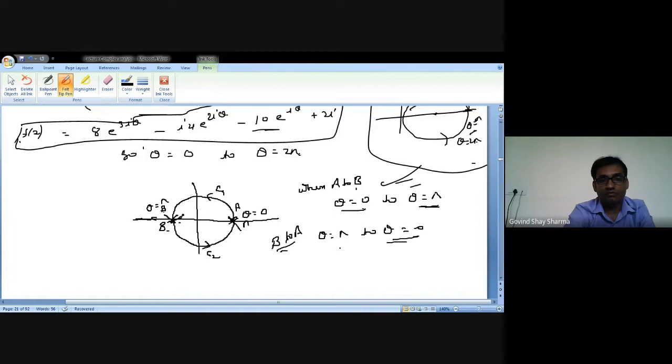Students, I hope that you enjoyed the lecture, and tomorrow we will verify the Cauchy theorem, that is, the integration of f(z) dz is equal to 0 only over a closed contour.